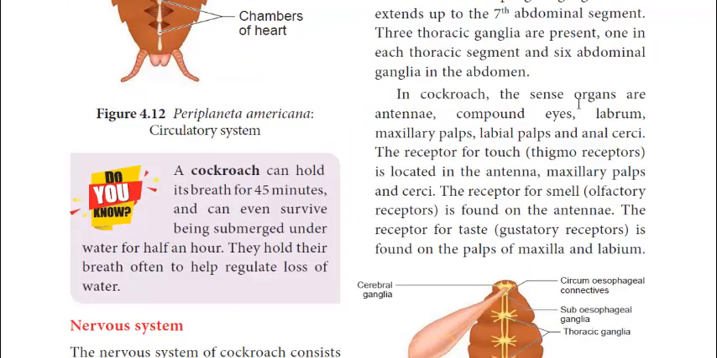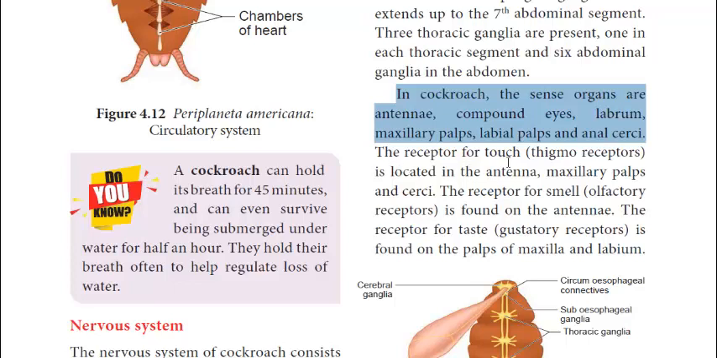In cockroach, the sense organs are antenna, compound eyes, labrum, maxillary palp, labial palp and anal cerci. Now these are the sense organs. You know our sense organs: eye, nose, then ears. Likewise, the cockroach sense organs are given here. Once again I repeat: antenna, compound eyes, labrum, maxillary palp, labial palps and anal cerci.